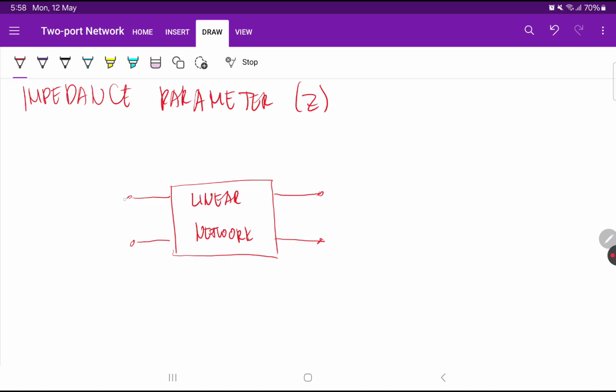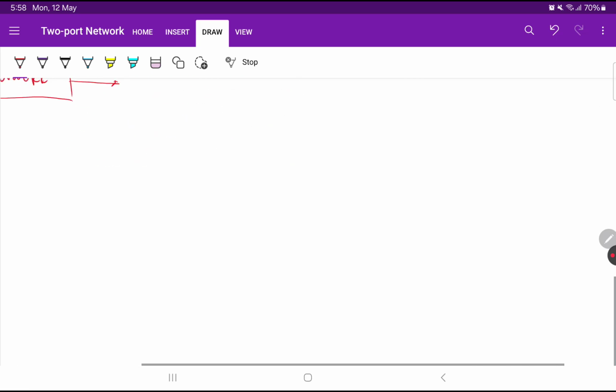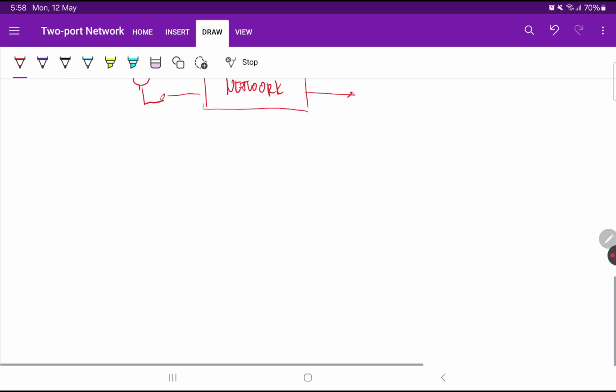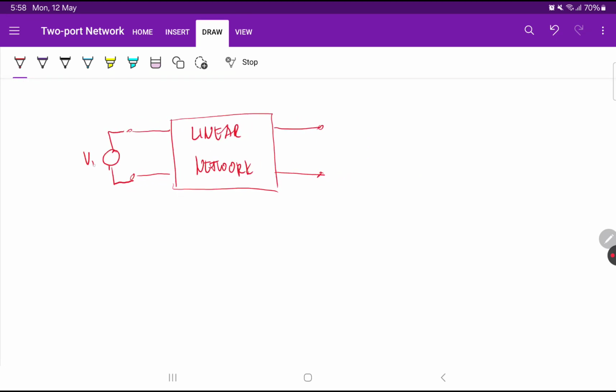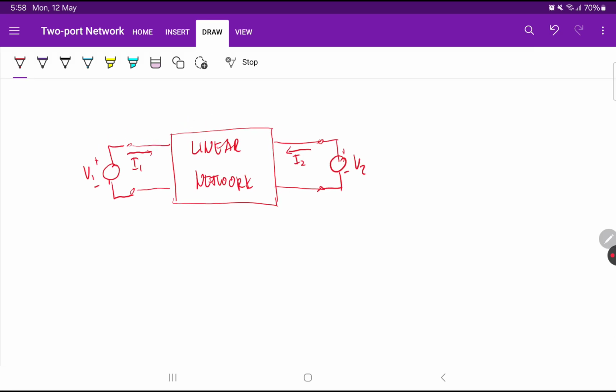Then we can have a voltage here, we can call it V1. Then we can have another voltage at the other side, and we call this V2. So the voltage V1 results in the current I1, and the voltage V2 results in a current I2. So this is a simple linear network.